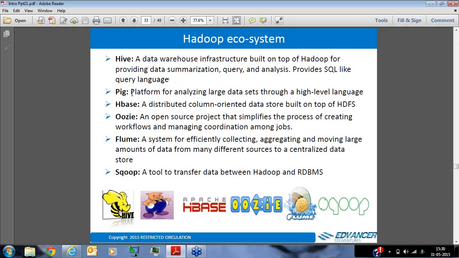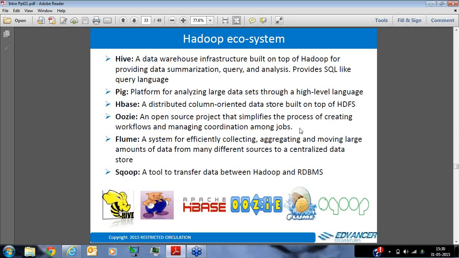Pig, or rather Pig, is a platform which provides a scripting language called Pig Latin. It enables you to analyze large data sets through a high level scripting language. So you just code it in a very high level kind of language, which is easy to code in, and you can analyze your large data sets using Pig Latin. HBase, as I said earlier, is a NoSQL database. What it means is that it's a distributed column oriented data store. Your regular relational database management systems are row and column oriented. This is a column oriented data store built on top of HDFS.